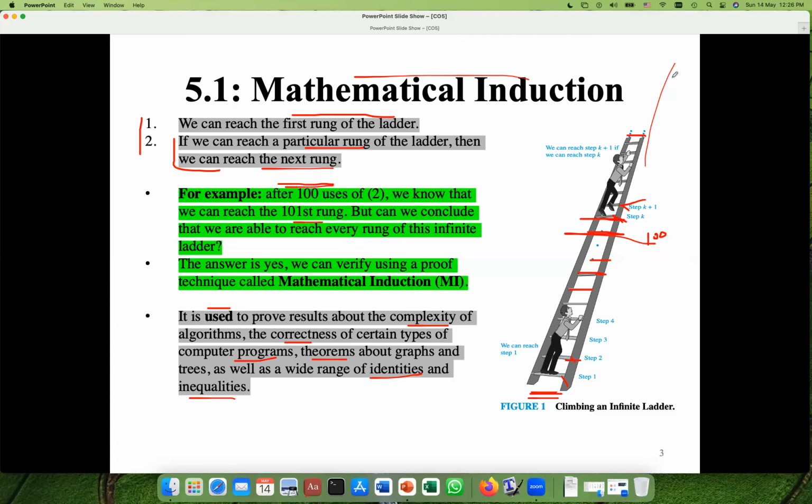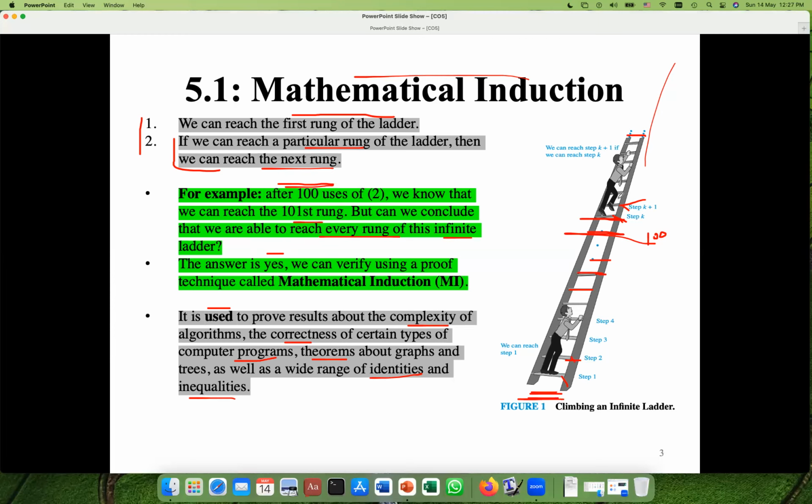But if this ladder is infinite, then there is a question: can you reach every step or every rung of this ladder? You are standing on the ground and the ladder is infinite. And the question is, can you reach every rung of this infinite ladder? And the answer to this question is yes, you can reach every step or every rung of the ladder.